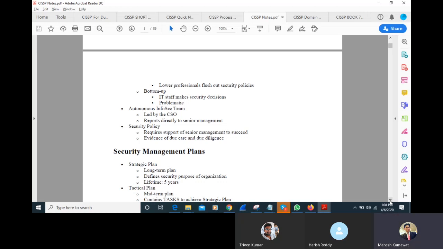Okay, this is the top level. And the bottom up, what they are doing is, IT staff make security decisions, whether the things which are working, which are not working, and what the problematic things are. So it will be said by the bottom up. And an autonomous security team is led by the CISO and reports directly to senior management.